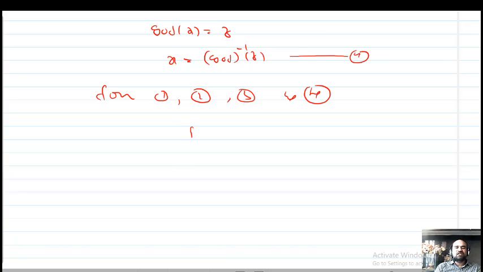Okay, what is the conclusion here? G circle F whole inverse equals, don't write G inverse circle F, that is not correct, F first: F inverse circle G inverse. Okay, so proved, hence proved.